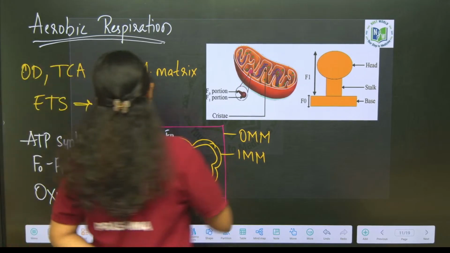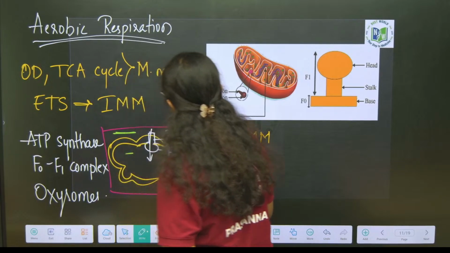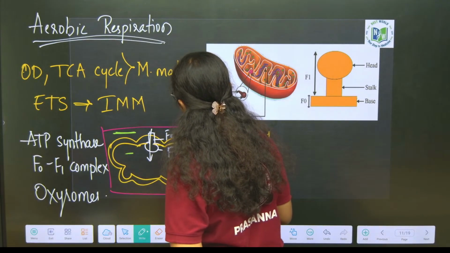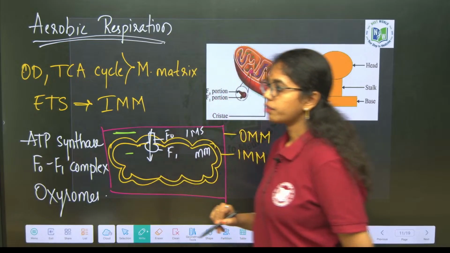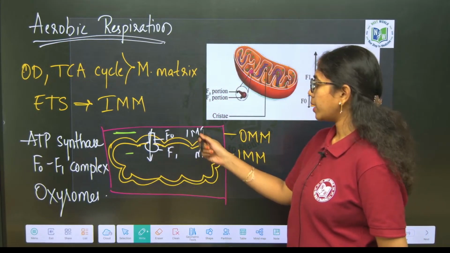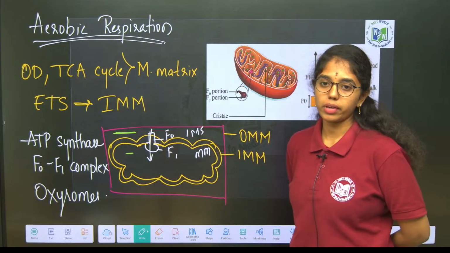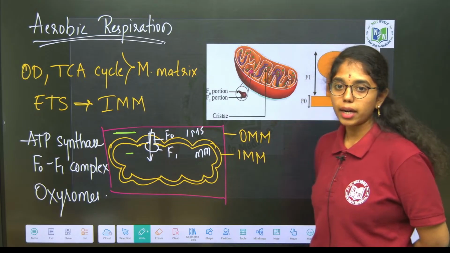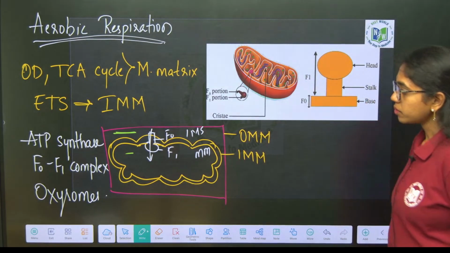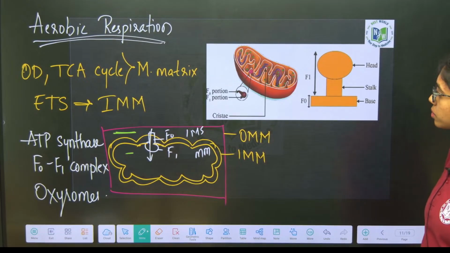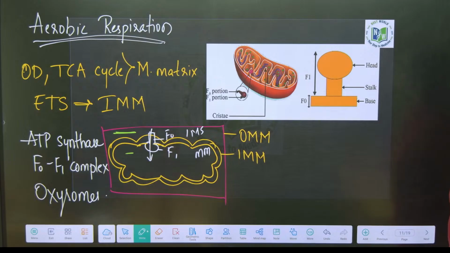Fine, which will pump the protons from intermembrane space to mitochondrial matrix. Fine, protons are pumped from intermembrane space to mitochondrial matrix. Clear? Understood? Locations are very important.